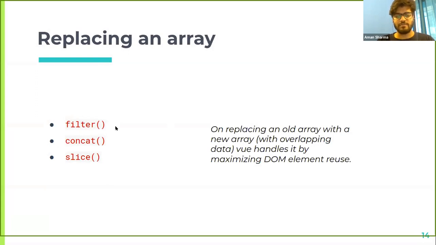So, for example, if you want to filter the list of tweets on the basis of something, we'll use this filter and replace the original data with whatever it returns. What Vue does fantastically here is that it doesn't create whole new HTML lists or new HTML chunks. It tries its best to reuse almost all of it, because most of the data is overlapping. So this is one thing that happens.